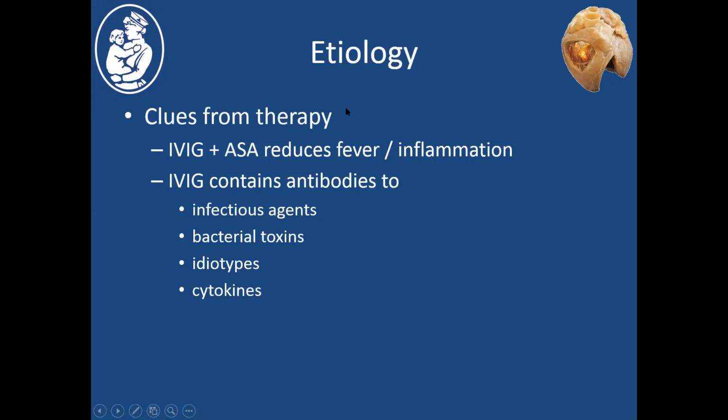Then clues from treatment. We know the treatment that's effective for this is intravenous immune globulin and aspirin. These are very effective at reducing fever, reducing the inflammation, and helping to prevent the development of coronary aneurysms. The intravenous immune globulin contains antibodies against not only infectious agents, but also bacterial toxins and cytokines and other things. And so it may help clear some of these potentially etiologic agents from the blood.